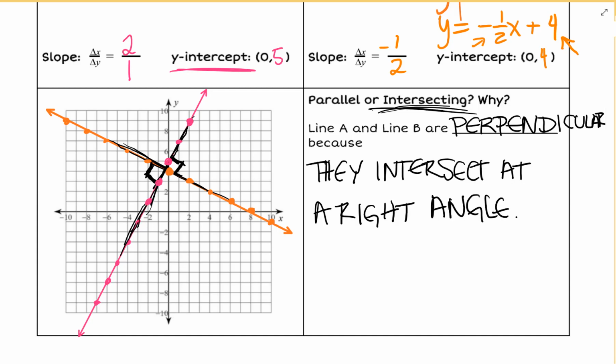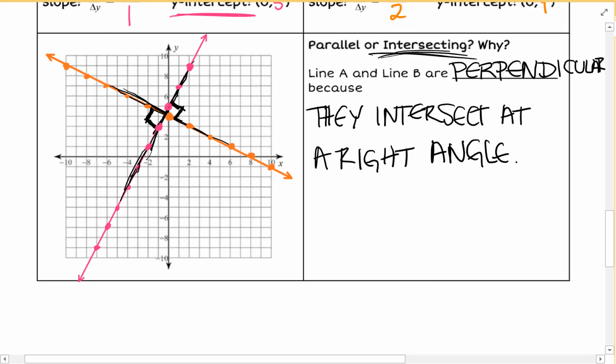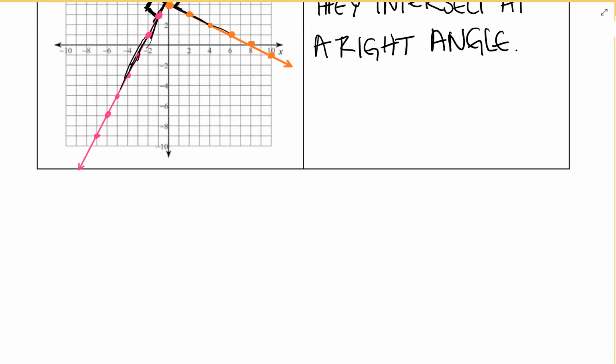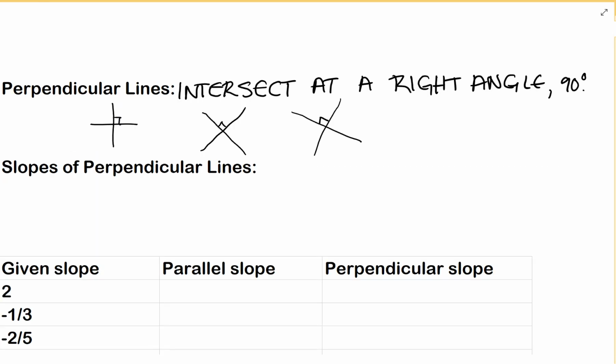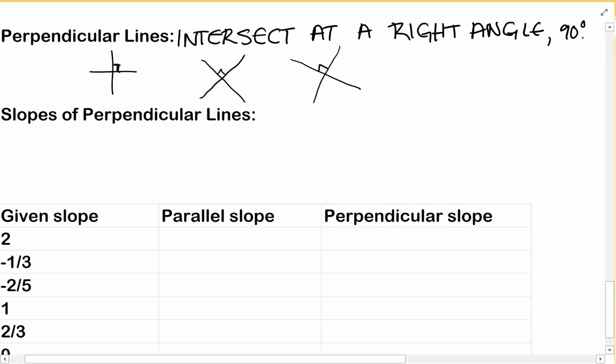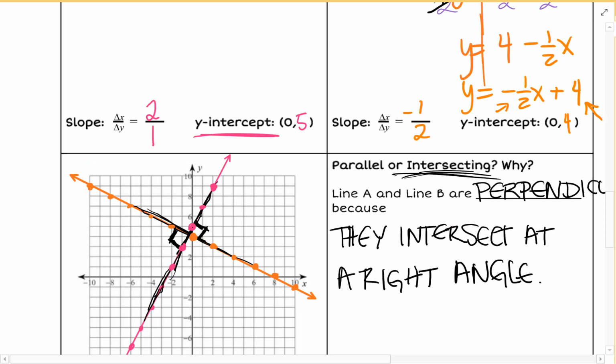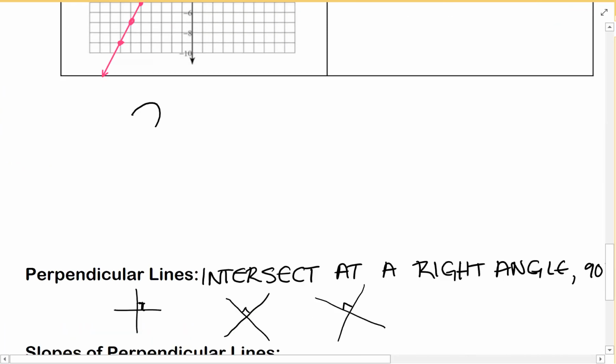And you know how parallel slopes had a special relationship? Well, perpendicular slopes also have a special relationship. Perpendicular lines intersect at a right angle, 90 degrees. They make a 90-degree angle. Slopes of perpendicular lines have a special form. Take a look at the slopes from example 2. We have 2 over 1 and negative 1 over 2. 2 over 1 somehow became negative 1 over 2.